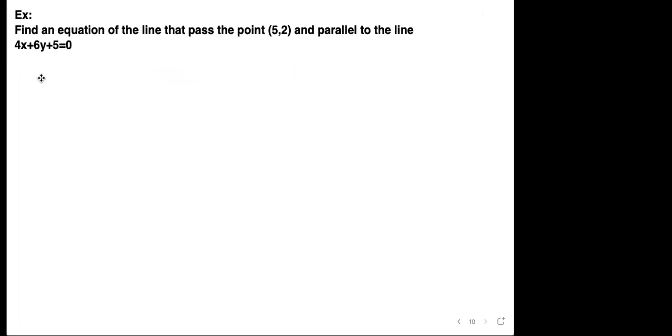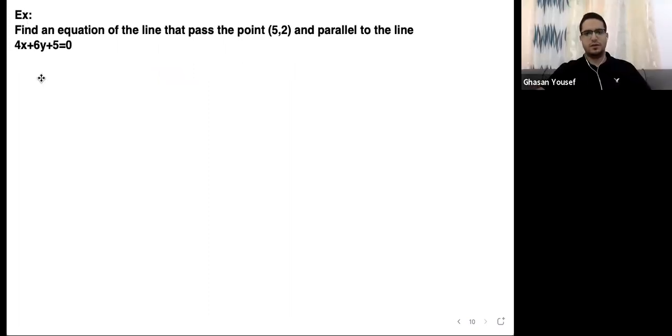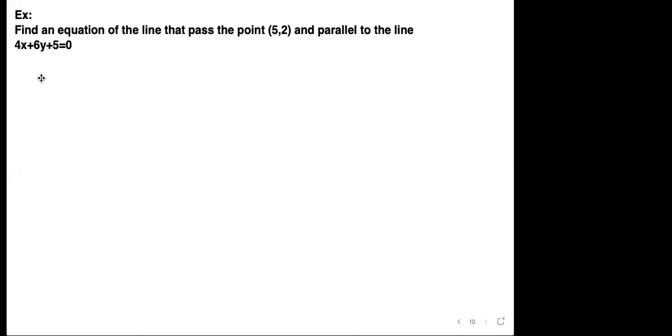Find an equation of the line that passes through the point (5, 2) and is parallel to the line 4x plus 6y plus 5 equals 0. How can we solve equations like this? First, I would write the equation in the form y equals mx plus b so I can see the slope. Yes, exactly.